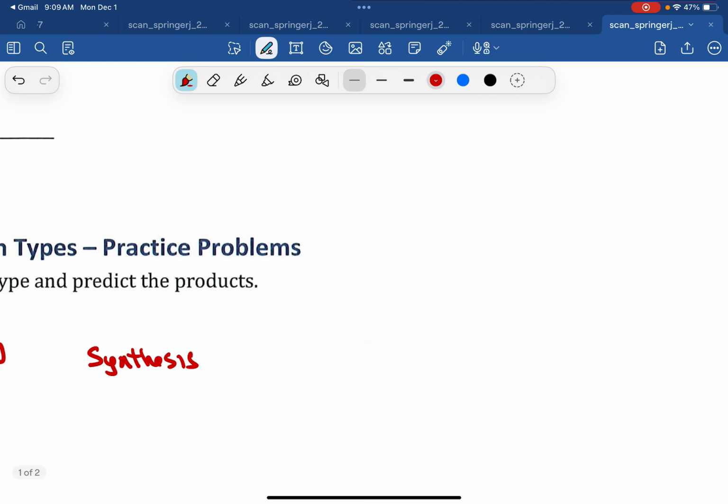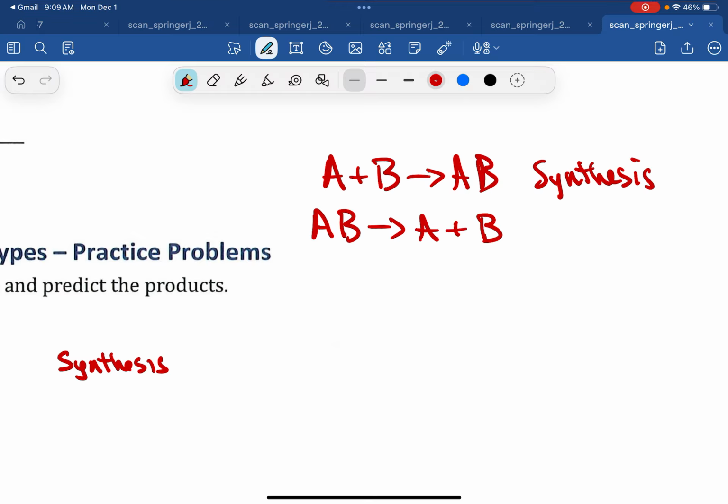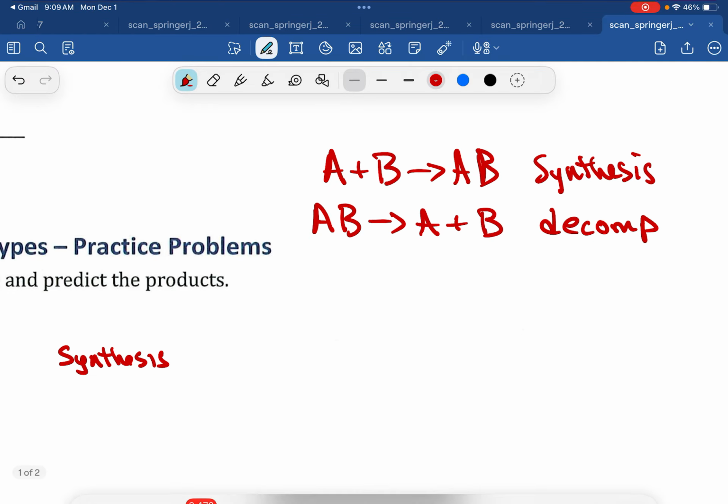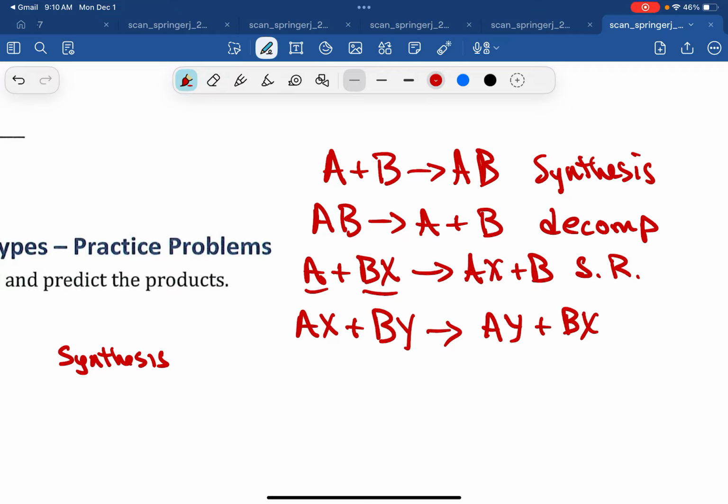Remember the types of reactions. We had synthesis. We have this one as decomposition. Remember there were 3 special decompositions, the one with chlorates, the one with carbonates, and the one with hydroxides. Then you might have A plus BX. We called that single replacement. Remember, you got an element and a compound, and the element trades places with the element in the compound. Double replacement, AX, BY, and A and B are trading partners. That is double replacement.